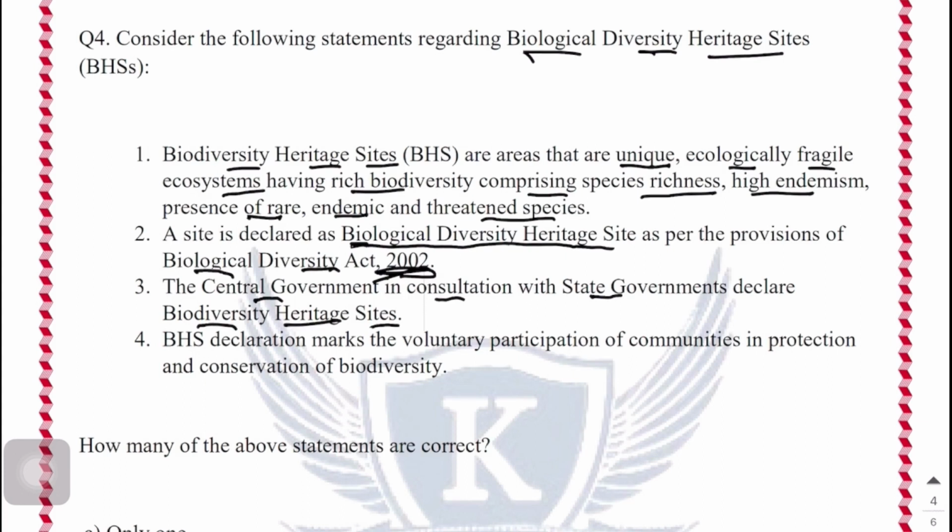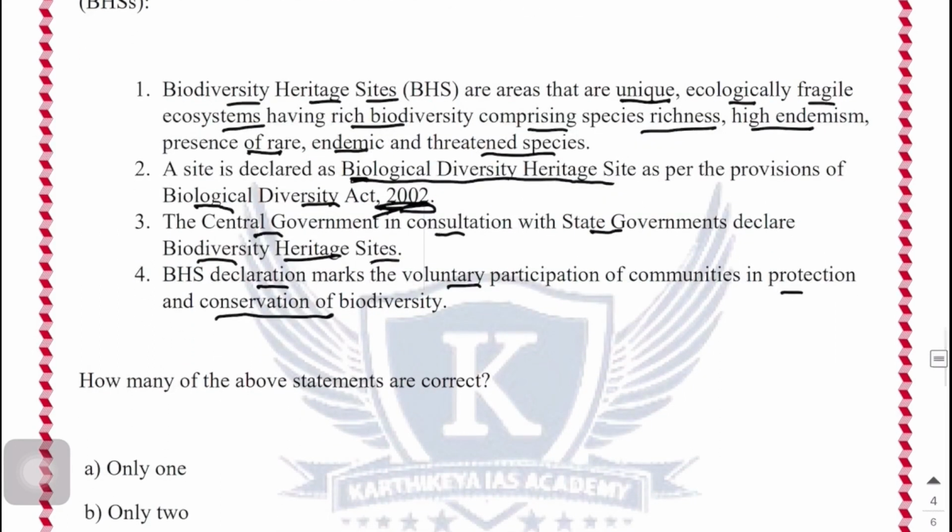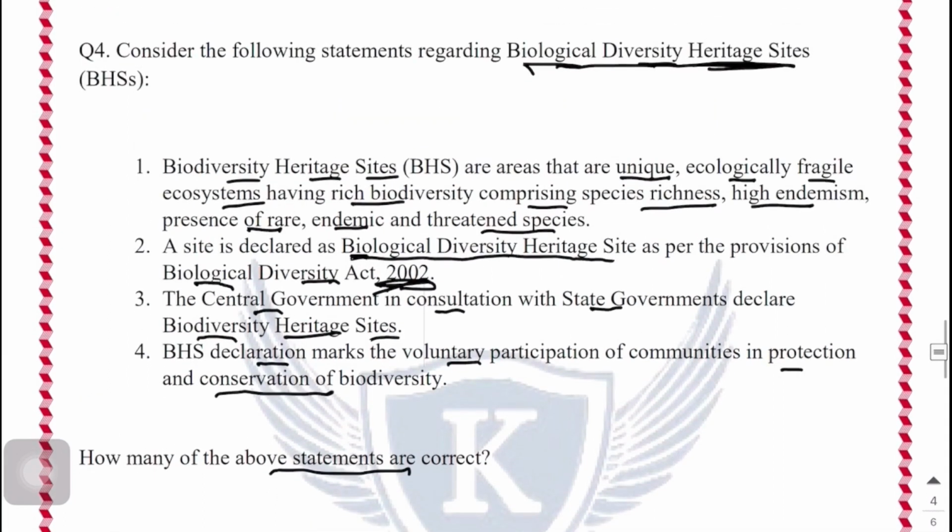And statement 4: BHS declaration marks the voluntary participation of communities in protection and conservation of the biodiversity. Right, this question is about the biological diversity heritage sites. He gave the four statements and is asking us how many of the above statements are correct. Regarding these biological diversity heritage sites, statements 1, 2 and 4 are the correct statements.